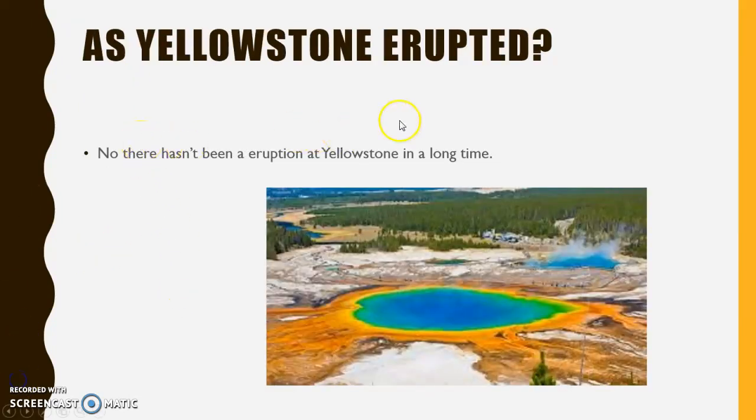Has Yellowstone erupted? No, it hasn't erupted. There hasn't been an eruption at Yellowstone in a long time. It happened over 600,000 years ago. There have been little earthquakes, but they're not as sudden as the big eruption from 600,000 years ago.